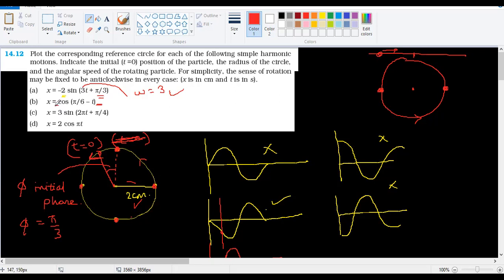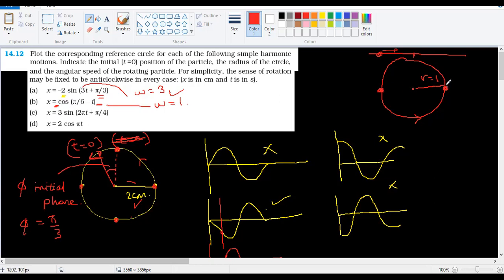So the amplitude here is 1, so the radius is going to be 1. And then omega t means omega in front of t, you have omega is equal to 1. The starting point is a difficult one. These two things are easy to find. Starting point, since it is cos, I'm thinking either it has to start from here or here.